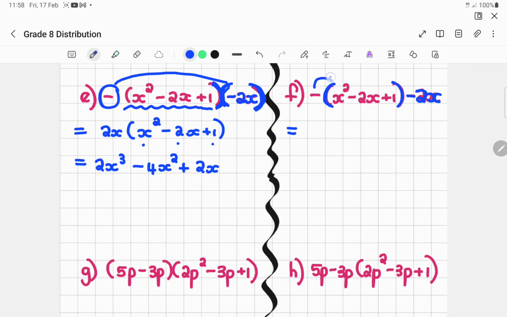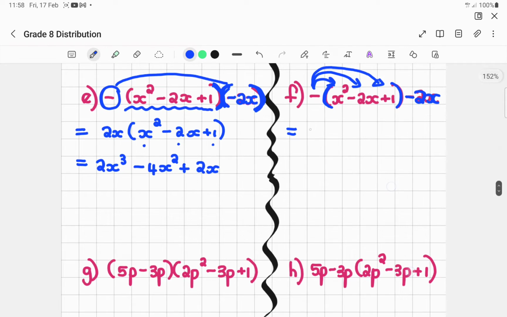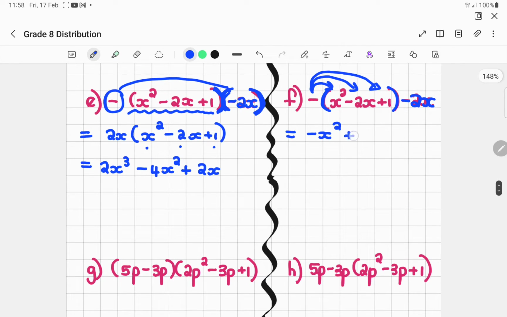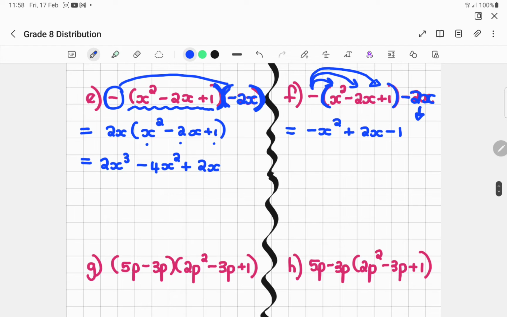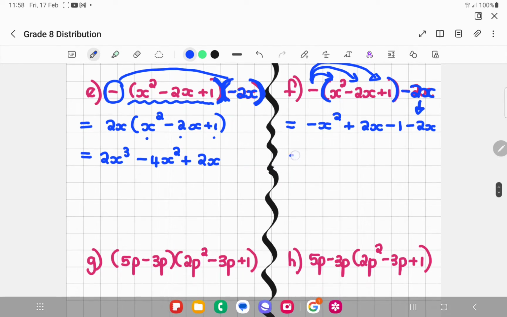Okay, so over here, just a negative has to go in, and you will see every time, let me just redo that, sorry. Every time you have a negative going into a bracket, it changes all the signs of the terms inside the bracket. So negative times x squared gives you a negative x squared, and a negative times a negative is a positive 2x, and a negative times a positive 1 is a negative 1. And then this minus 2x just comes down as normal because it wasn't in brackets.